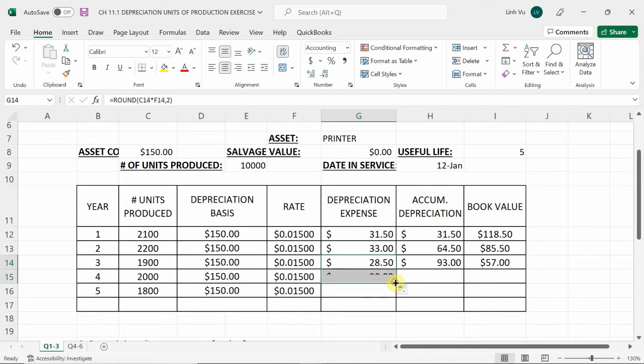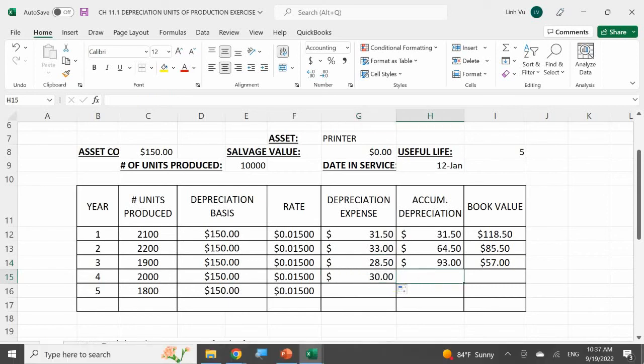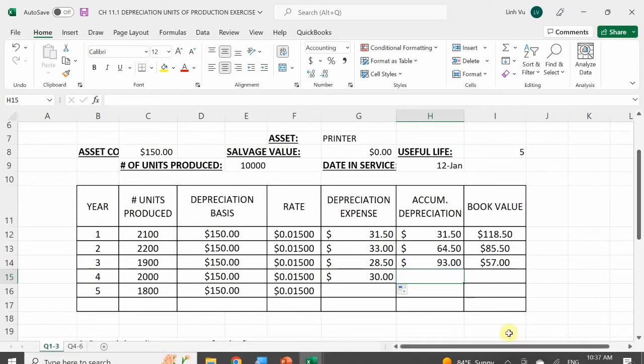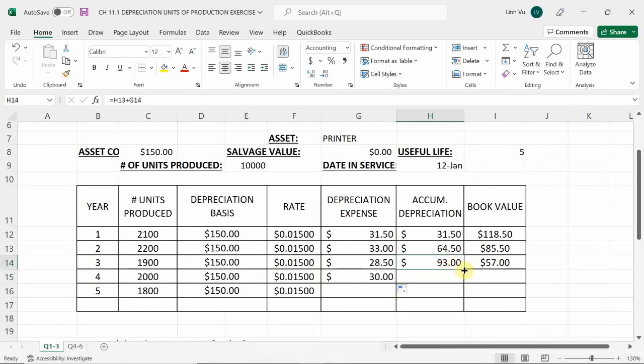I got $30 even. So therefore, what is my grand total of accumulated depreciation for year 4? $123. So therefore, what is my book value? $27. So let's do the last one, okay?